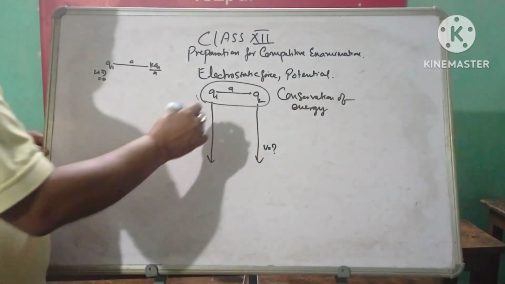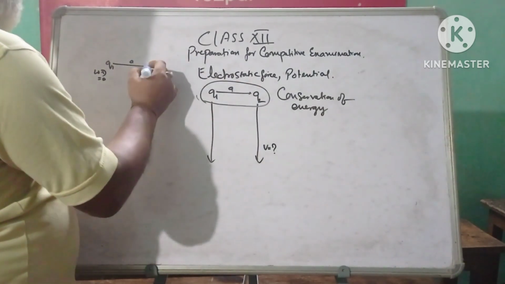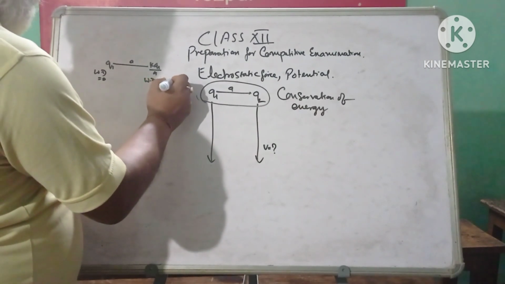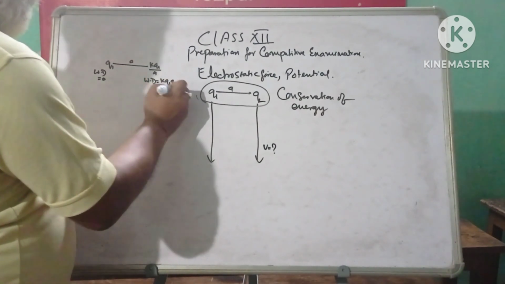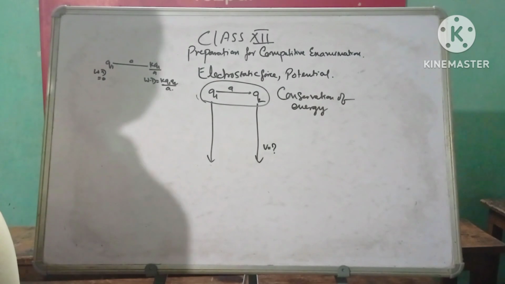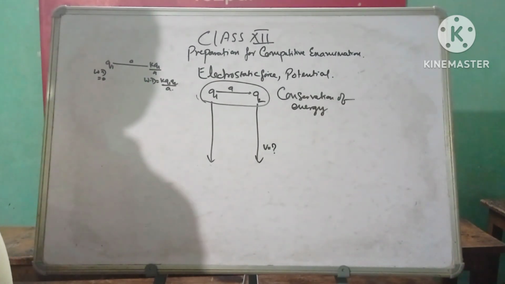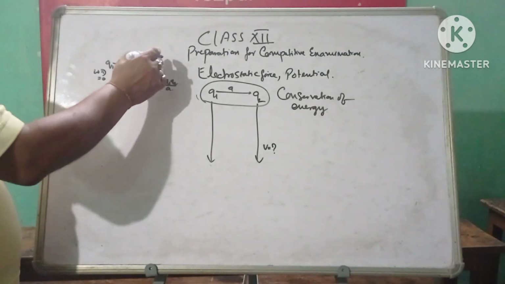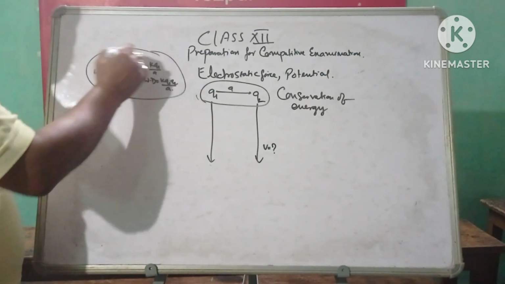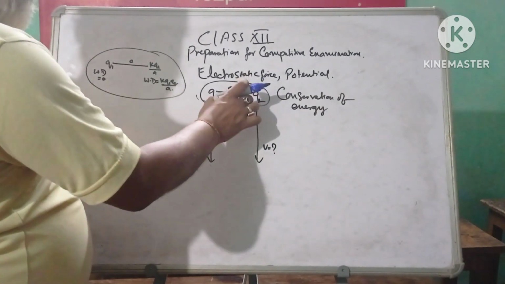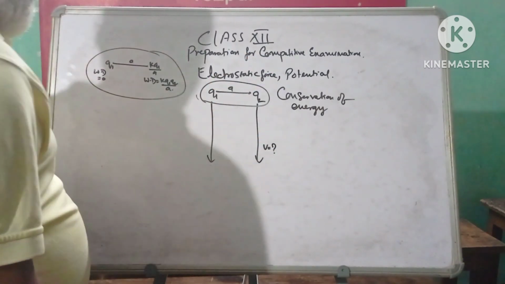Now when I bring this charge Q2 here, the work done will be kQ1Q2 by A. This will be your potential work done. That means this will be the total potential energy of the system. So this potential energy, this work done, has been converted into kinetic energy.